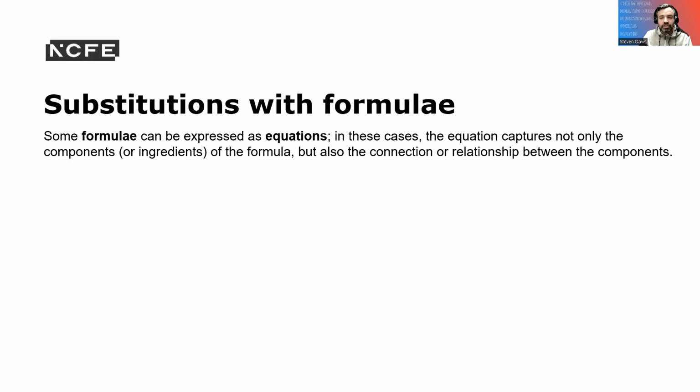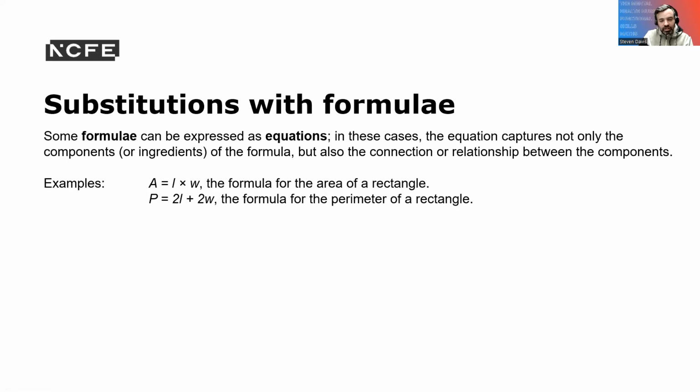So, substitution with formulae. Some formulae can be expressed as equations. In this case, the equation captures not only the components or ingredients of the formula, but also the connection or relationship between the components. For example, A equals l times w, the formula for the area of a rectangle. P equals 2l plus 2w, the formula for the perimeter of a rectangle.